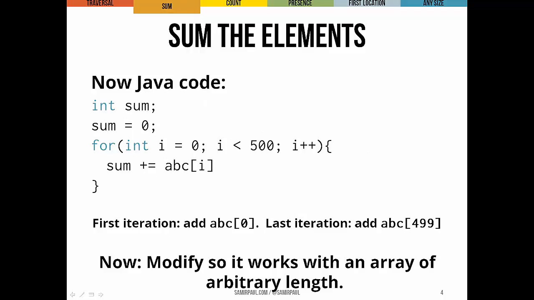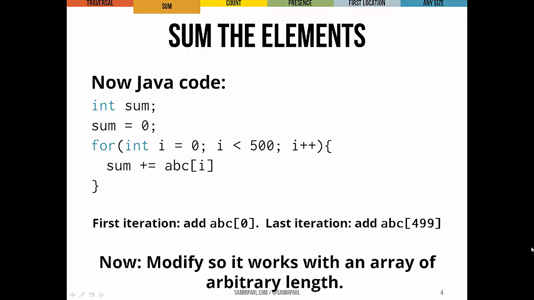Here's what a Java solution to that pseudocode looks like. You can tell it actually looks really similar. We declare our sum accumulator variable, initialize it, and then we loop from I starting at 0 as long as I is less than 500. So in other words, until 499 inclusive. And we say for each item, sum plus equals ABC sub I. First iteration, we're adding ABC sub 0. Last iteration, we're adding ABC sub 499.